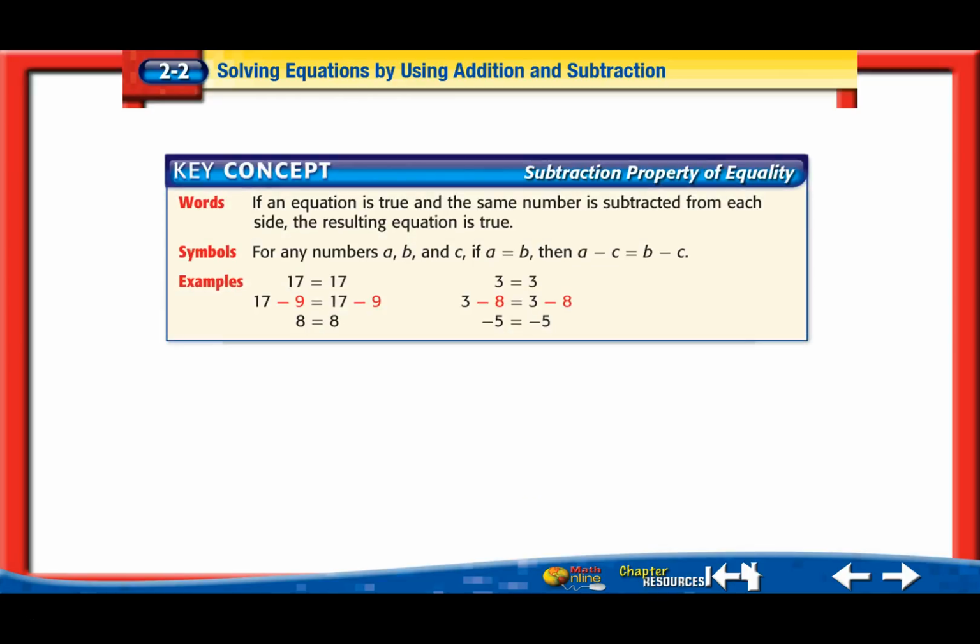Same goes for the subtraction property of equality. So if an equation is true, then the same number added or subtracted from each side will result in a true equation again. So A minus C equals B minus C. So 17 equals 17. If I take 9 away from both sides, it'll turn into 8 equals 8. If I subtract 8 from both sides, it can turn into a negative number.